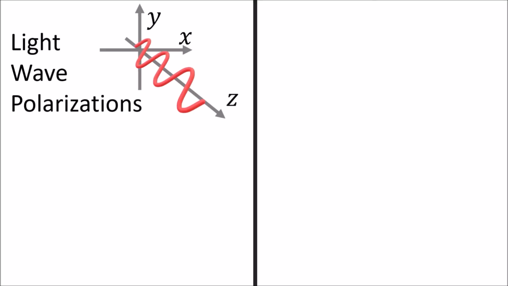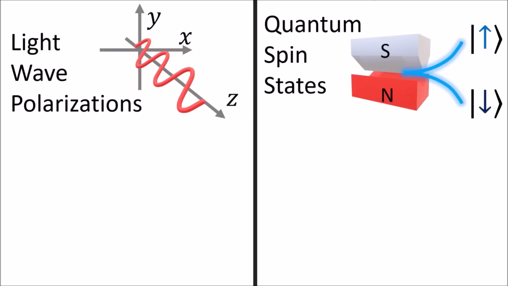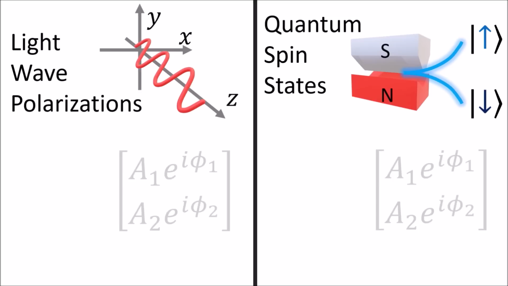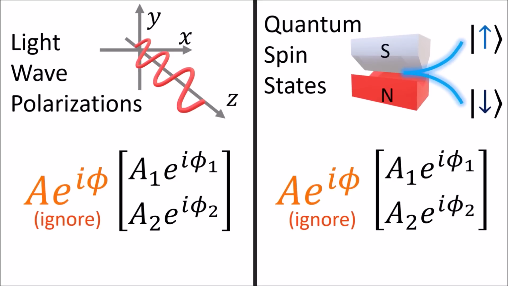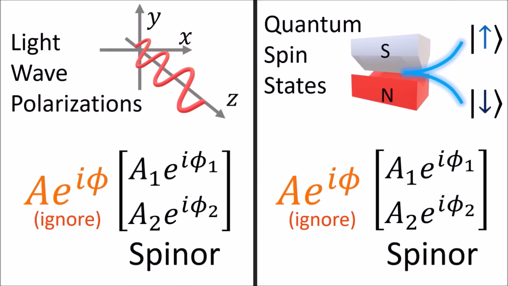So both Jones vectors for light waves and quantum state vectors in the Stern-Gerlach experiment can be written as a pair of complex numbers. And both of these can be multiplied by an overall scaling factor and an overall complex phase without changing the state they represent. We call these pairs of complex numbers that don't care about overall complex multiplication spinors.